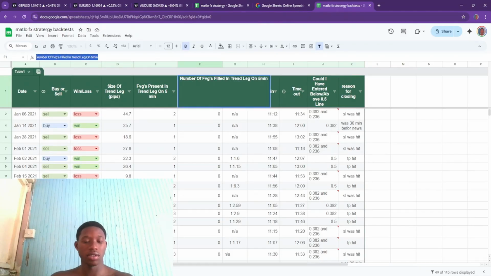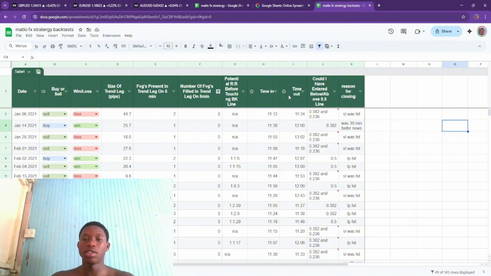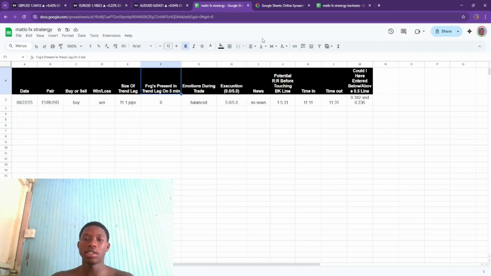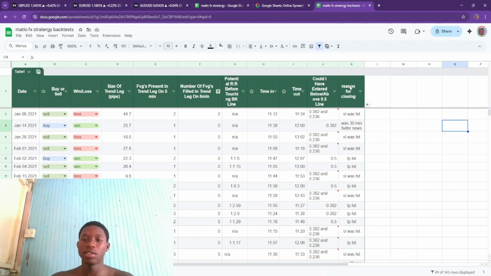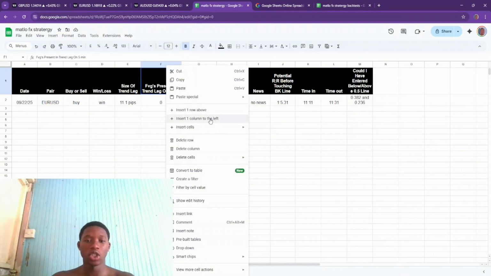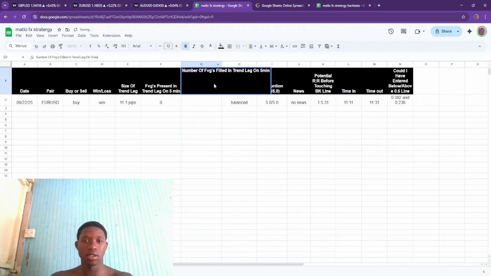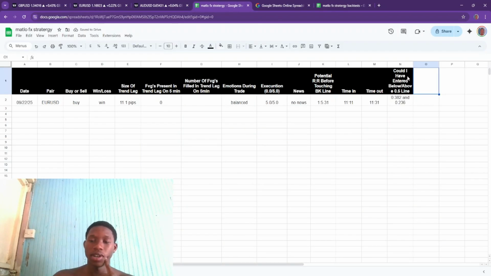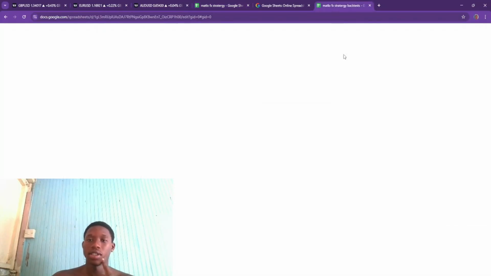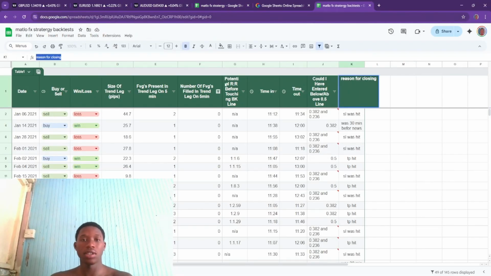Okay. Number of FVGs, potential error, time in, time out. Could I have a reason for closing? You don't even have the reason for closing. Okay. Number of FVGs filled in price leg. We're going to add that to the right. And we're going to add that to the right. Get the reason for closing.